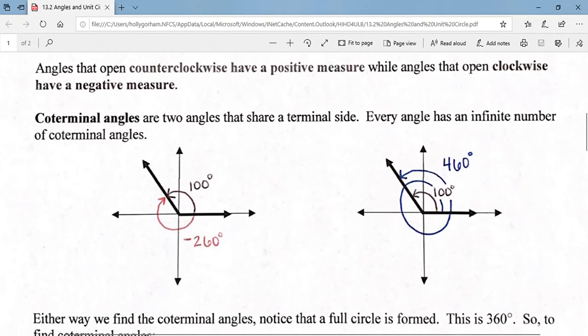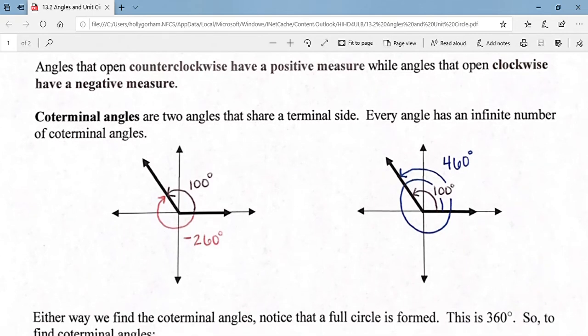Another type of angle that we want to talk about is what's called coterminal angles. Coterminal angles are two angles that share a terminal side. Every angle has an infinite number of coterminal angles. So I've shown you an example here where you've got this angle in standard position of 100 degrees. Notice it starts at the positive x-axis, it goes counterclockwise, it's 100. Well, if we went clockwise and we ended up at the same terminal side, that would be negative 260 degrees.